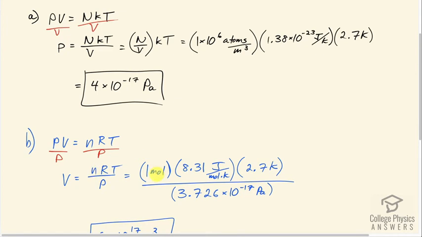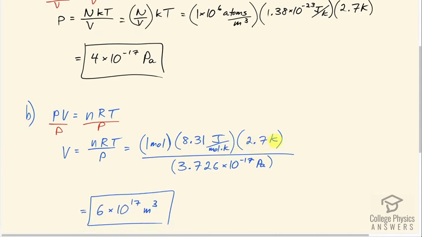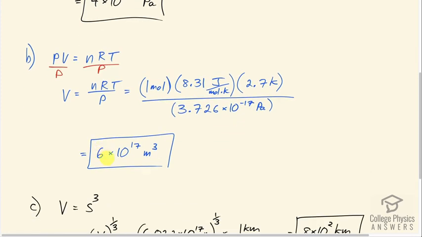So we have the number of moles as 1, and we multiply it by R, which is 8.31 joules per mole Kelvin, times 2.7 Kelvin, divided by the pressure written with lots of digits in order to avoid intermediate rounding error. So that's 3.726 times 10 to the minus 17 pascals. This gives a volume of 6 times 10 to the 17 cubic meters.